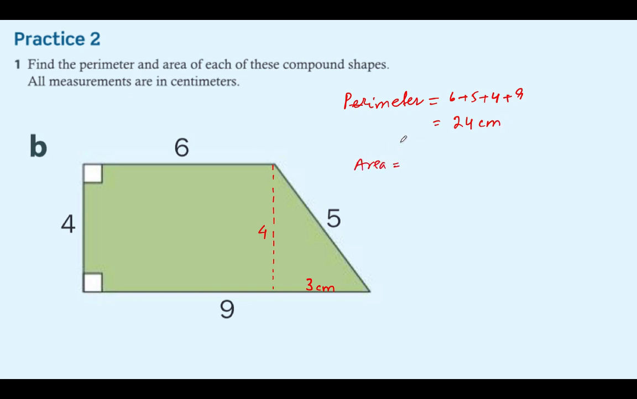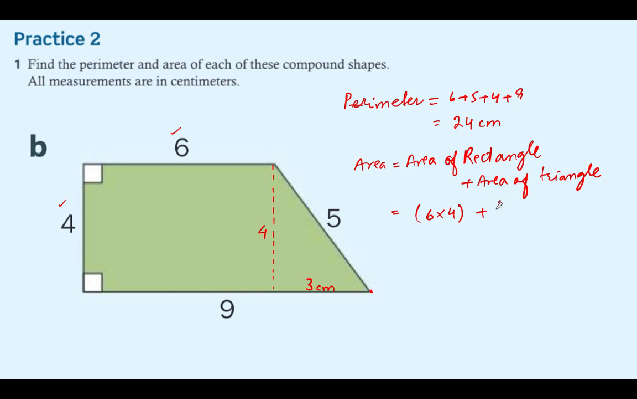And now the area will be area of rectangle plus area of triangle because these are two shapes. So area of rectangle, the dimensions of this rectangle are 6 and 4. We will not take 9 because 9 is from here till this point where the triangle is also included. So 6 and 4, plus area of triangle, which we already discussed in practice 1, that is half into base into height, and base and height must make a right angle, so these two can be taken as base and height. So 3 times 4, so 6 times 4 is 24 and this is 6, so it's 30 centimeters squared.